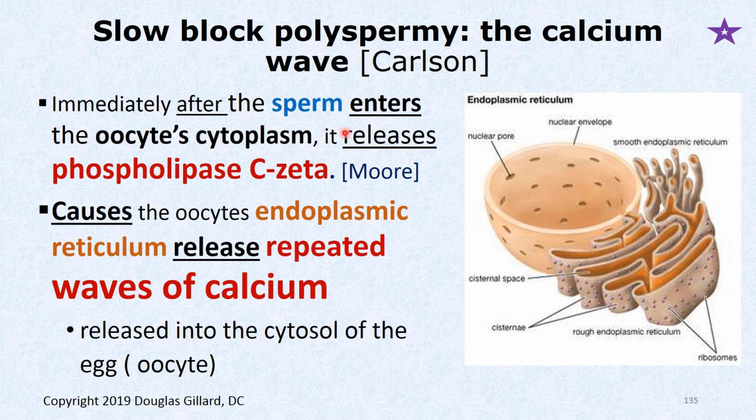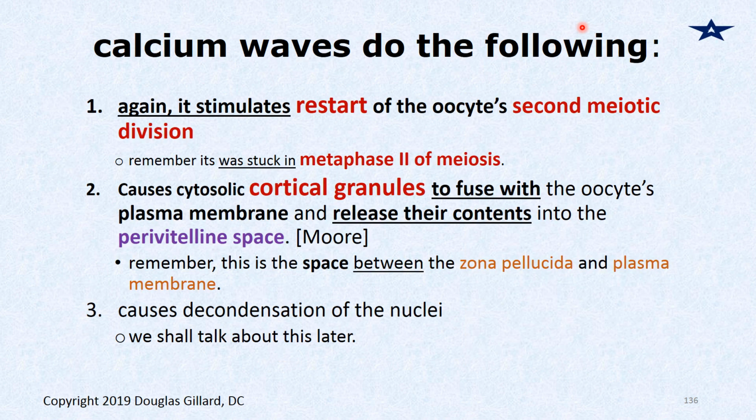Immediately after the sperm enters the cytosol, it releases something called phospholipase C zeta, and that comes out of the sperm. It causes the oocyte endoplasmic reticulum to start cranking out waves of calcium ion just sweeping through the cytosol. And that calcium ion does a few things.